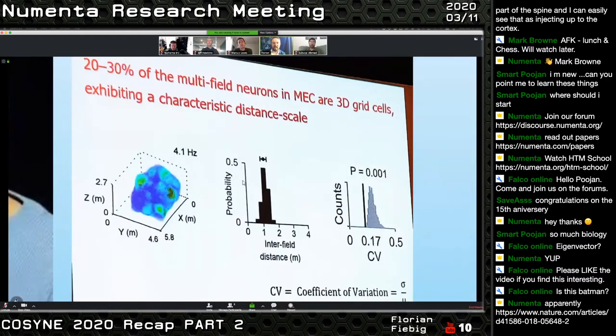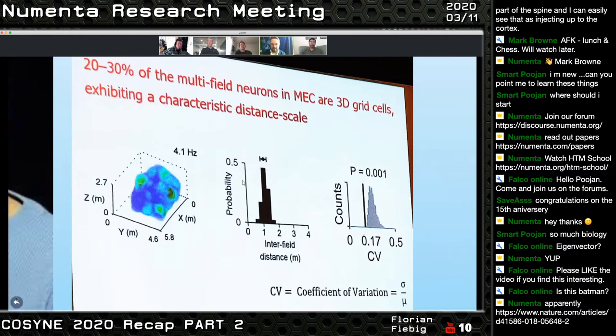We should move here. So then you're trying to build these firing maps in 3D, and you get something like up to 20 fields per.